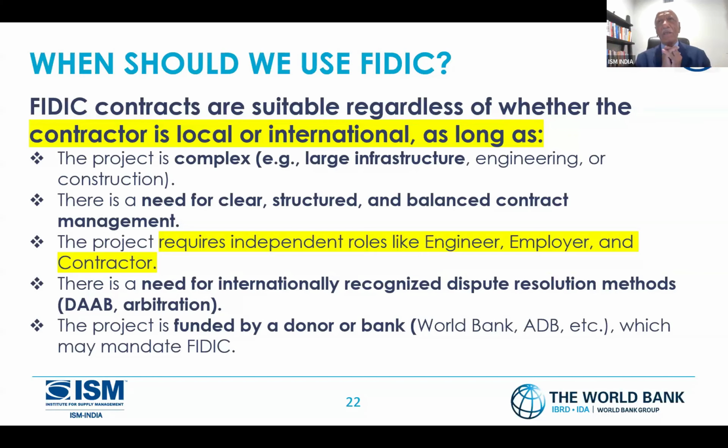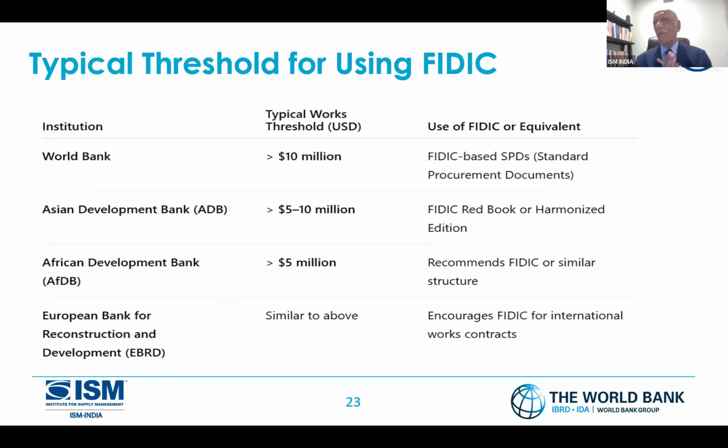Projects which are funded by donors, whether it's the African Development Bank, Asian Development Bank, World Bank, or even the European Bank, they normally try to mandate FIDIC because it covers quite a lot. For the World Bank, I would say if the contract is more than $10 million, FIDIC. Otherwise use the standard procurement documents. The World Bank has SPDs. If some of you want, my team can help you. Shubham is already there, so he can provide you copies of those.